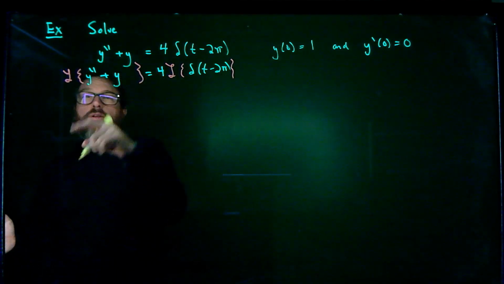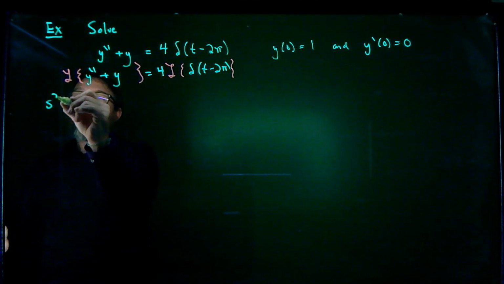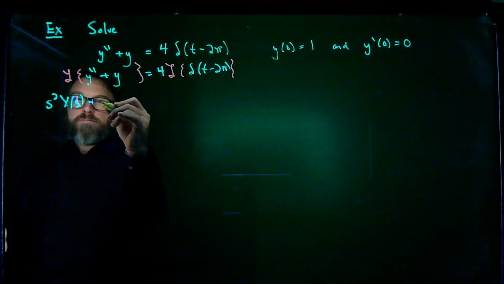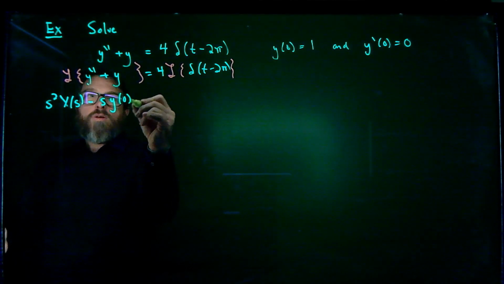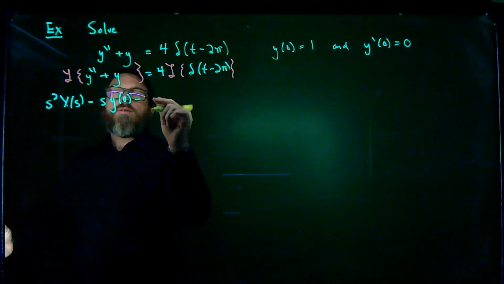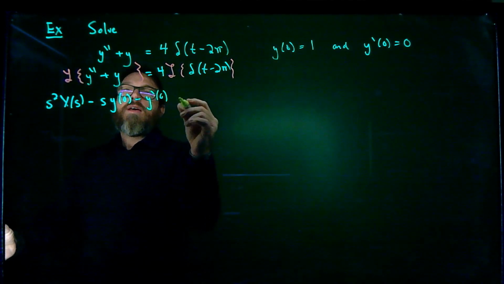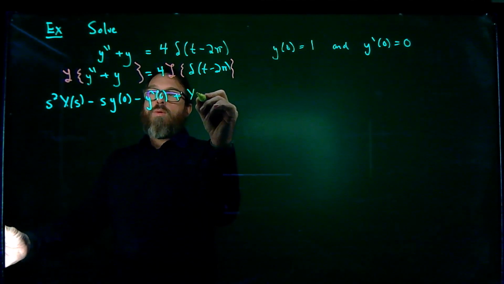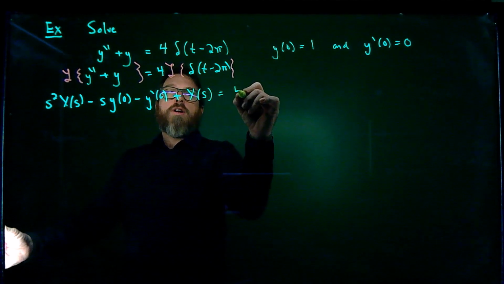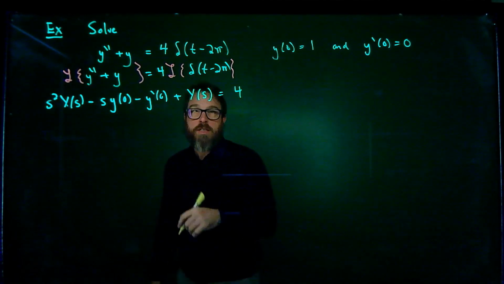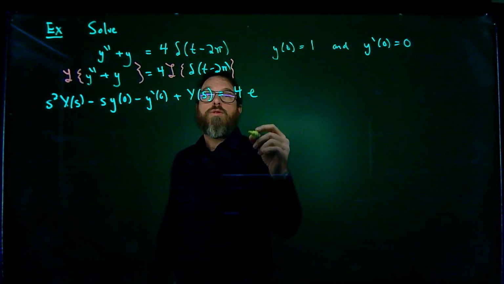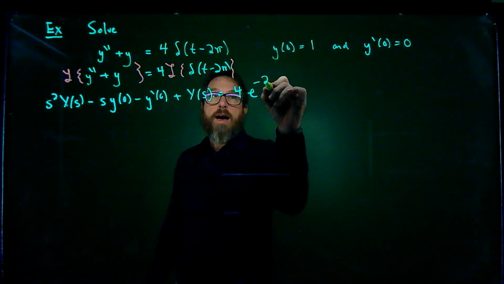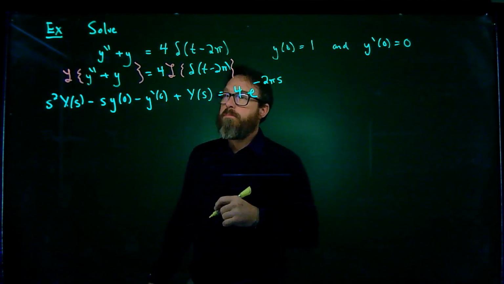Okay, so now we know the Laplace of y double prime is s squared capital Y of s minus s y of 0 minus y prime of 0. And then the Laplace of y is going to be plus capital Y of s. Now over here I'm going to have 4 times the Laplace of this, and now we know that this is going to be e to the minus s times a. In this case, a is going to be 2 pi, so minus 2 pi s.